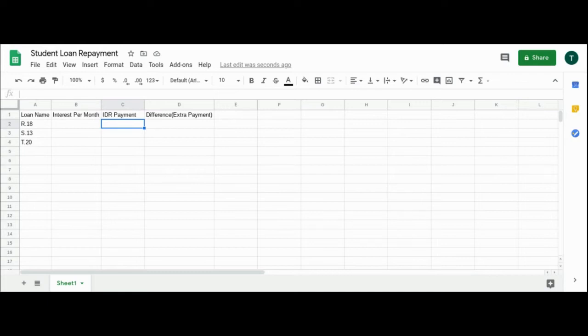And then in the IDR payment column, I'm going to put down what my monthly payment is for that particular loan. And an income-driven repayment is kind of a scaled-down version of what you would pay based off of your income and your household size. And so what you saw me do there when I highlighted those cells and hit the dollar sign is I want the numbers that I'm going to type in to be in currency.